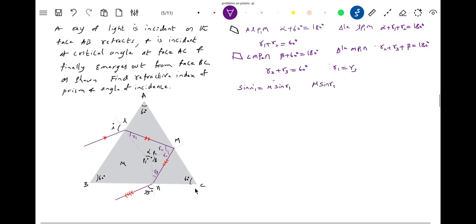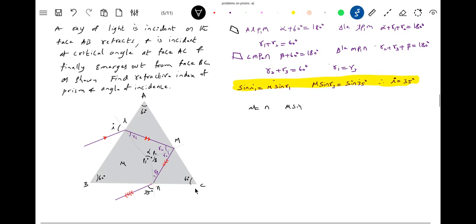Therefore, I is equal to 35 degrees. This is just by comparing things; I brought out the expression for the angle of incidence. Now we have to calculate the mu of the prism. For that, let me take help of N. I'll apply Snell's law at N.